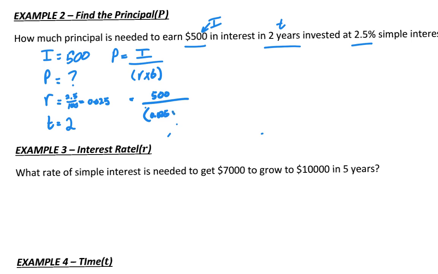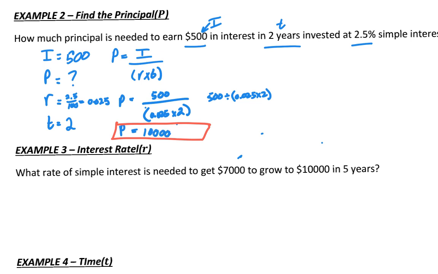And we punch that into our equation, and we have 500 divided by, in brackets, 0.025 times 2. So if you're going to do this calculation, you're going to write on your calculator 500, divided by, and then use the parenthesis 0.025, times 2, and then an ending bracket, and then you get your answer. In this case, we find out that our principal is $10,000.